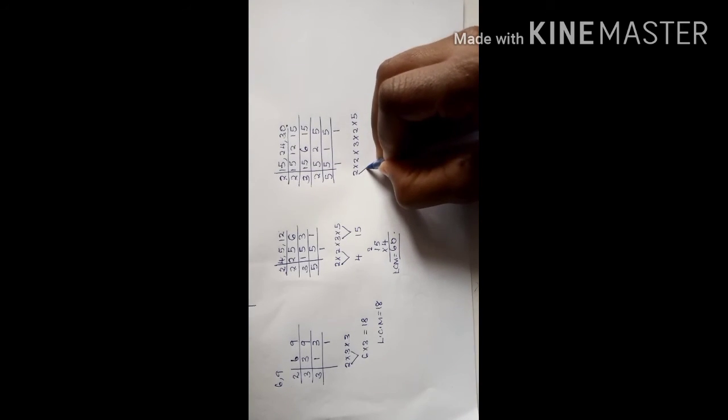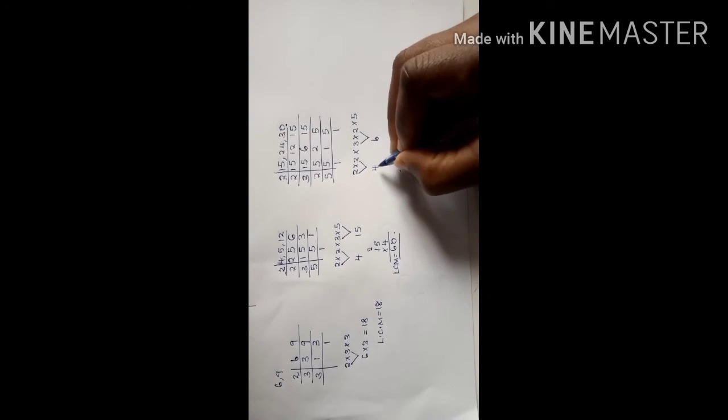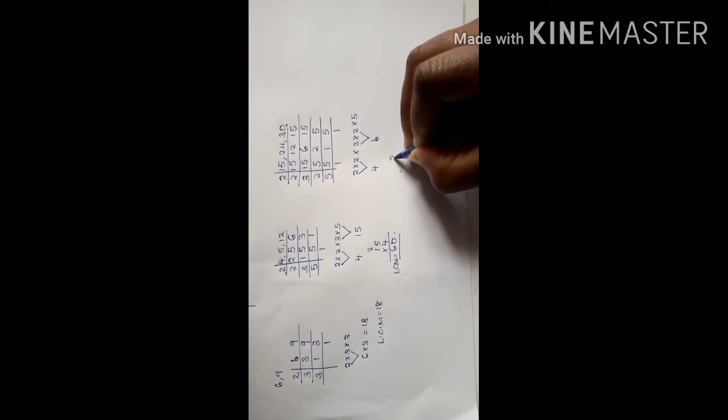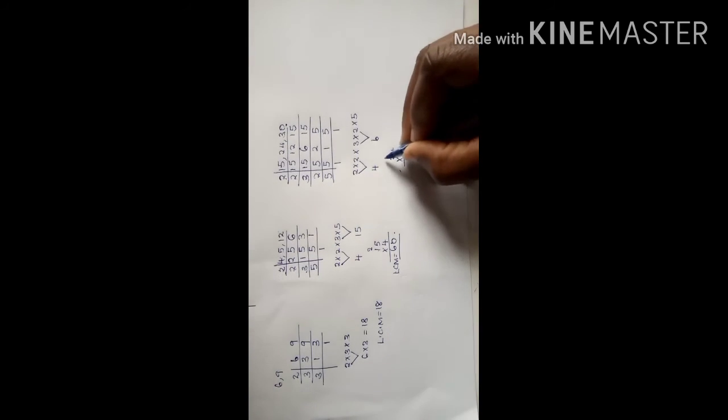Okay. 2 times 2 is 4. 3 times 2 is 6. 4 times 6 is 24. And then times 5. So 24 times 5. 5 times 4, 20. Carry the 2. 5 times 2 is 10 plus 2, 12. So our LCM for 15, 24, and 30 is 120.